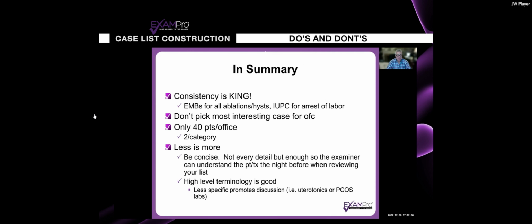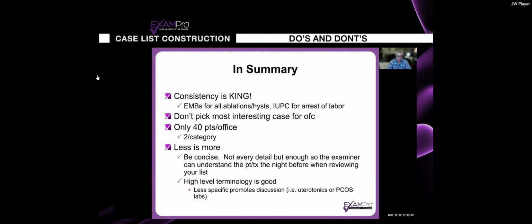All right, so in summary, consistency is critical. I showed you several examples where people included ablations, didn't have ablations, whatever. You must be consistent. So EMBs for all ablations, or hysterectomies in the case of hysterectomies, for all abnormal uterine bleeding, but definitely for all ablations or some sort of pre-op sampling. You should have listed, assuming you used one, an IUPC for all arrest of labors. Again, not necessarily arrest of descent. For your office list, don't pick the most interesting case, and definitely only have 40 patients with a maximum of 2 per category.